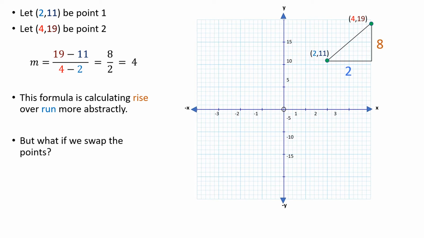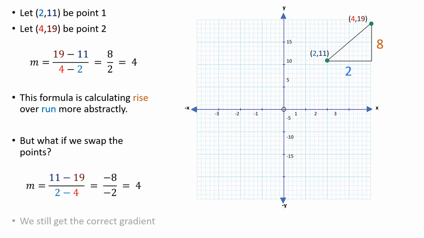But what if we swap the points over? What's going to happen if we let (4, 19) be point 1? Well, we get exactly the same result, but the difference is the numbers will be negative. Minus 8 divided by minus 2 is still positive 4, which is the correct gradient.